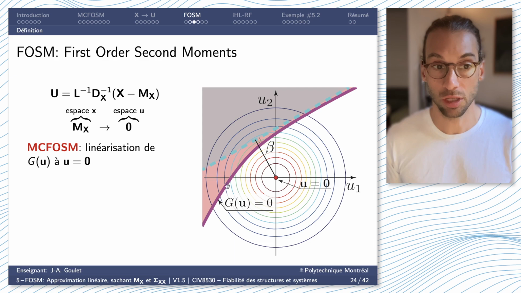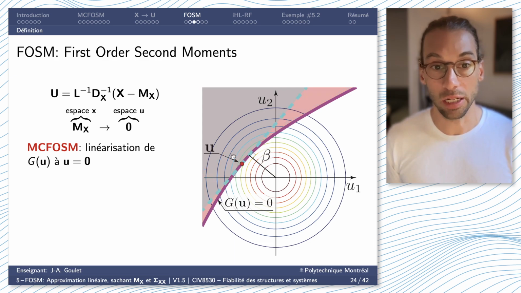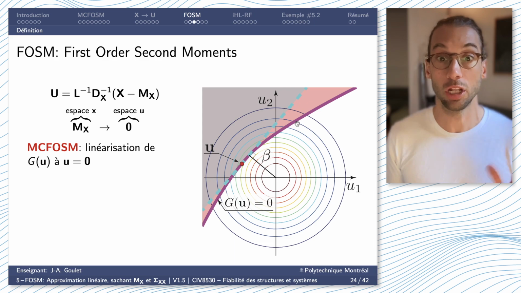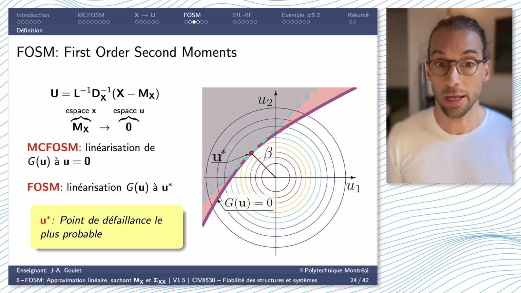So instead, and this is what FOSM does, instead of linearizing at the origin, we're now going to linearize at a point U that is located on the limit state surface. But not all points on the limit state surface are equivalent. This point is good, but this point is better. Why?